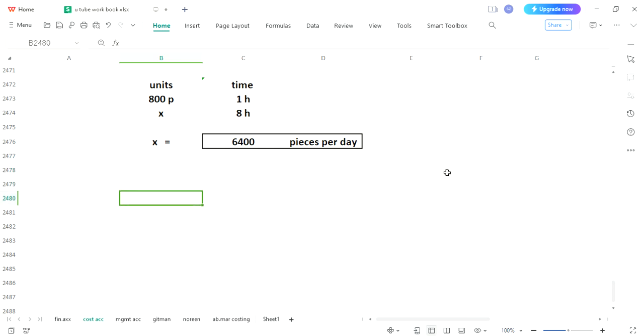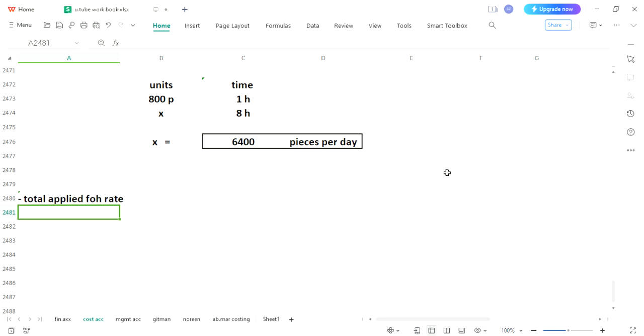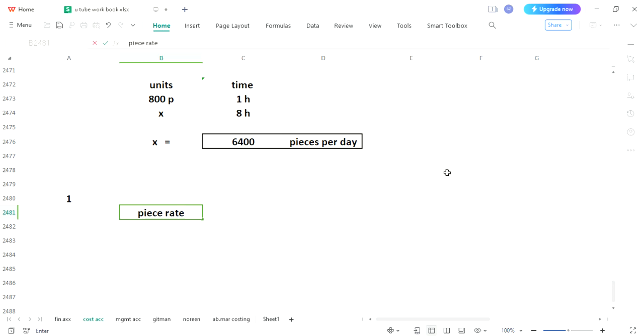So the first part we will be solving is for the straight piece rate. As you know, under the piece rate method, we just calculate how many pieces somebody has made, and the per piece rate is applied. Simple as this. Somebody has made pieces, we apply the per piece rate, and we get the amount of wage.